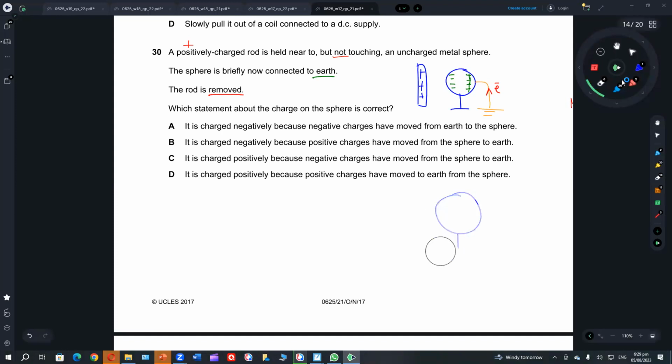Just imagine that you have removed the rod. After removal of the rod, only the minus is left. The minus won't be concentrated at one point. The rod is removed, so the minus will spread over the surface. This is all minus now, because the positive is neutralized.